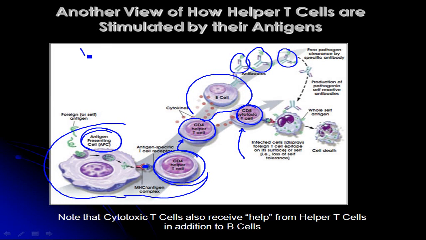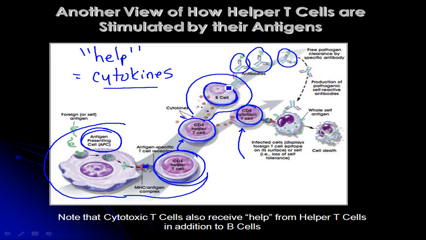What is this help that we're talking about? That help comes in the form of cytokines, and those are protein molecules that are released by the cell. They bind to the cell that they're trying to stimulate, and they cause changes inside that cell, some sort of change in behavior, or in the case of the B cell, it's going to stimulate it to multiply and convert into plasma and memory cells.